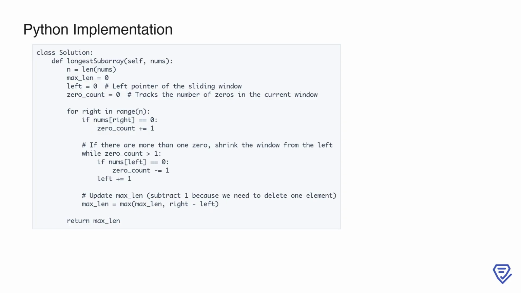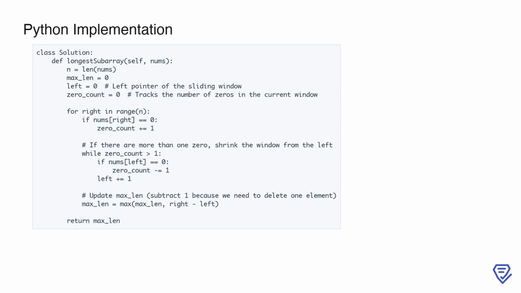1. Initialization. The variables n, max_len, left, and zero_count are initialized. N stores the length of the input list. Max_len tracks the maximum length of the desired subarray found so far. Left is the left pointer of the sliding window. Zero_count counts the number of zeros in the current window. 2. Iterating through the array. The right pointer of the sliding window iterates through the array using a for loop. If the current element, nums[right], is 0, zero_count is incremented.